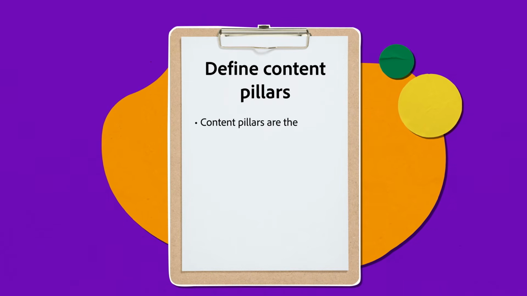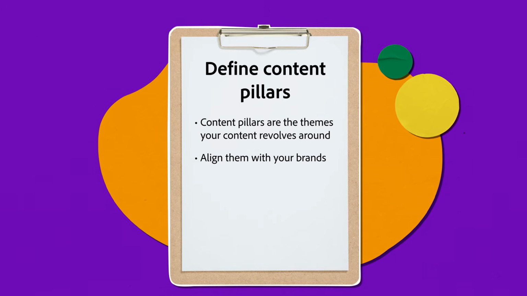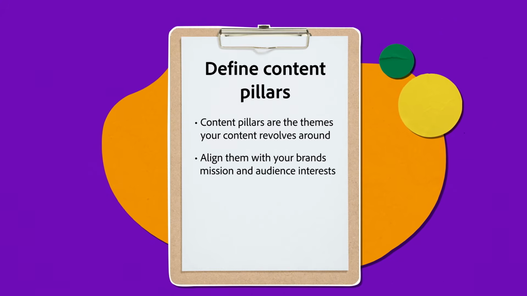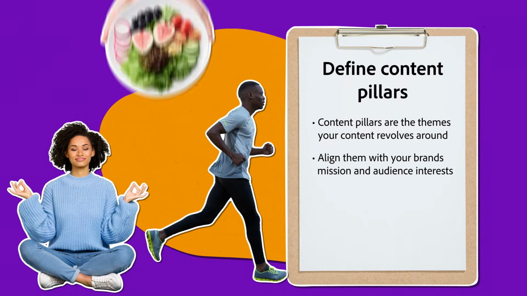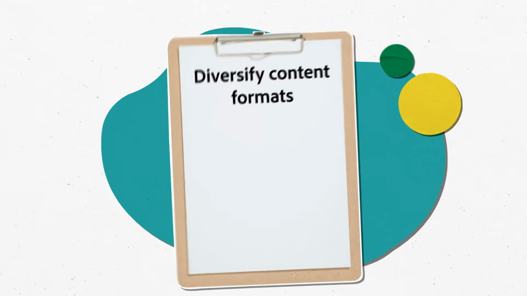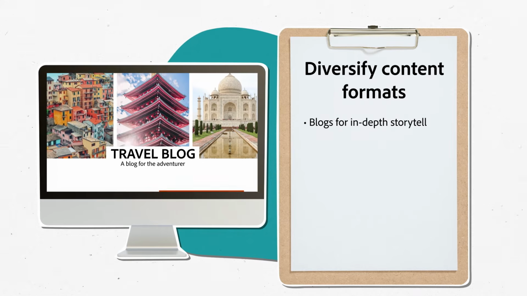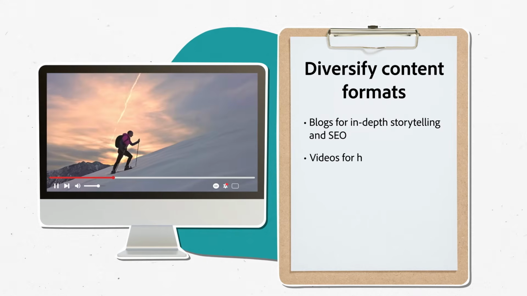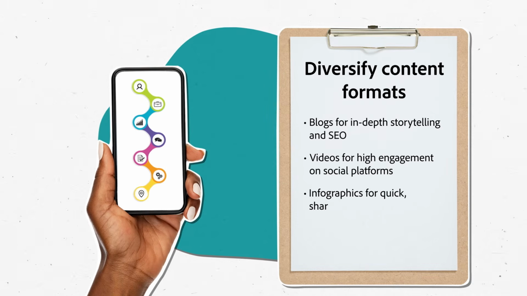Define content pillars. Content pillars are the themes your content revolves around. Align them with your brand's mission and audience interests. So, for example, a wellness brand might focus on mindfulness, fitness, and nutrition. Diversify content formats. Blogs for in-depth storytelling and SEO, videos for high engagement on social platforms, infographics for quick, shareable insights. By mixing formats, you engage a broader audience and keep content fresh.